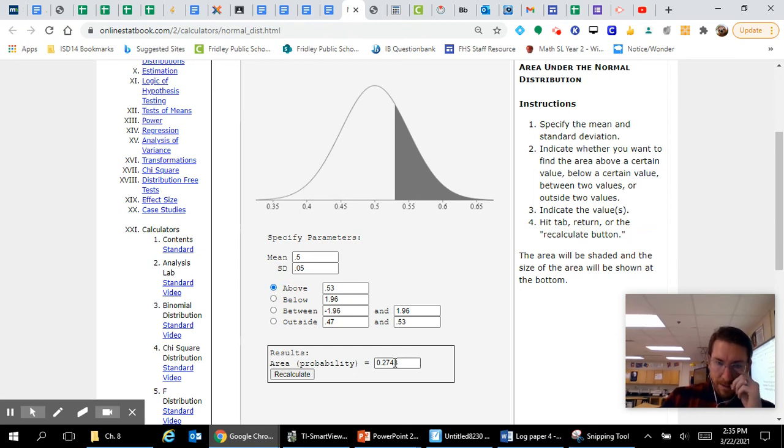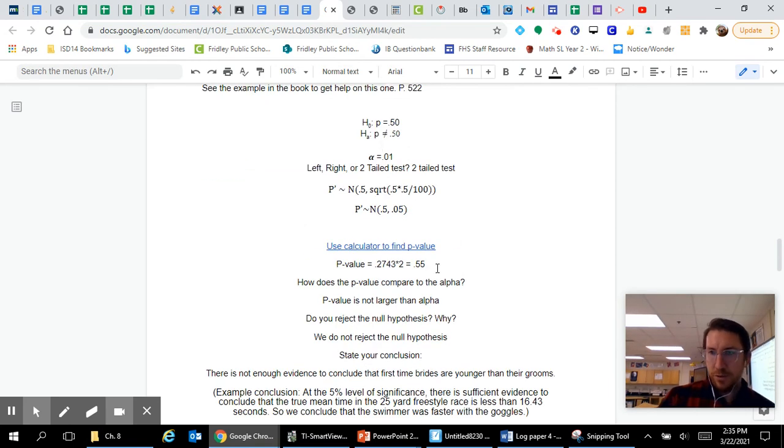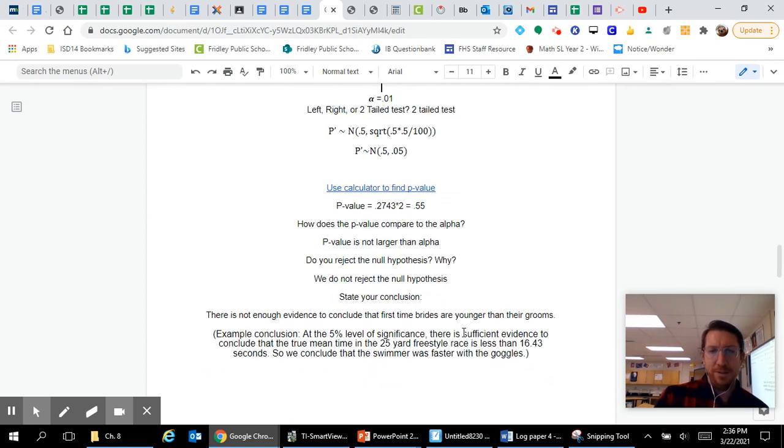So we take that 0.2743 and we double it, because this is a two-tailed test, so we have to check both sides. So we get 55%. So 55% chance this would occur. So this is not rare at all. And since we are in a not rare situation, the p-value is not smaller than alpha. We do not reject the null hypothesis. So there's not enough evidence to conclude that first-time brides are younger than their grooms.